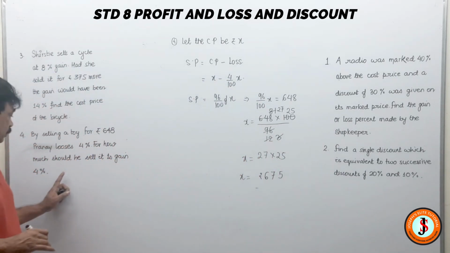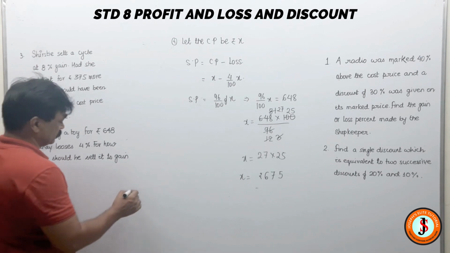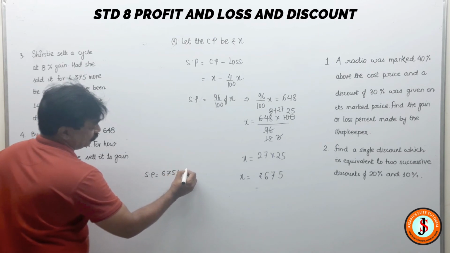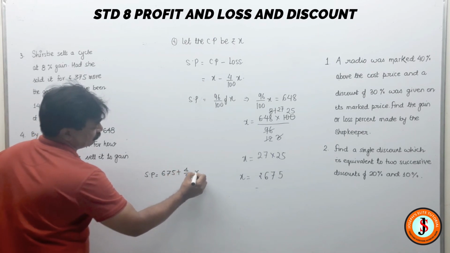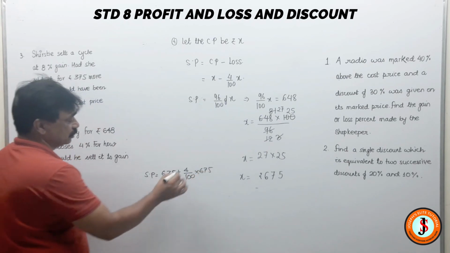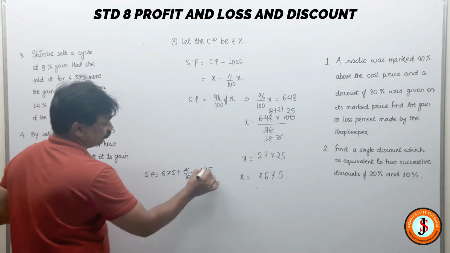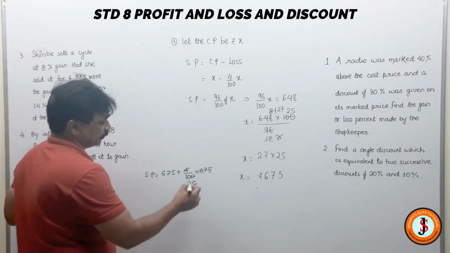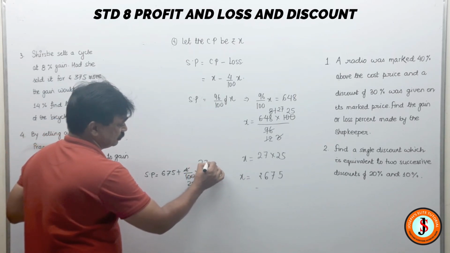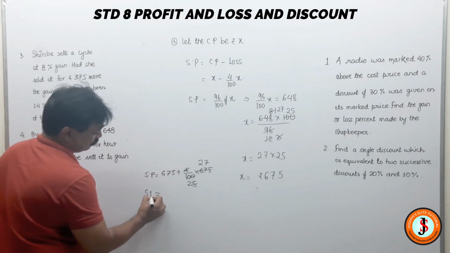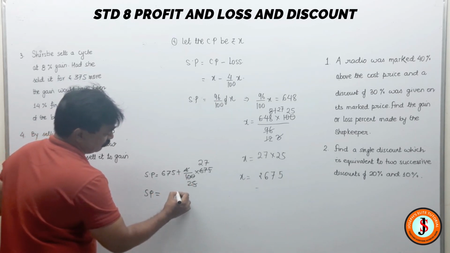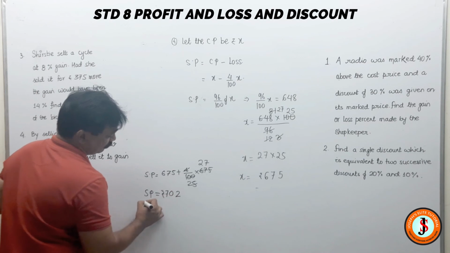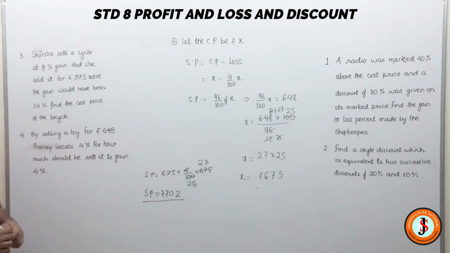Now he has to gain 4%. So how much is the selling price? The SP will be 675 plus 4% of 675. Let us see how we reach it. 4% of 675 is 27. So SP will be equal to 675 plus 27, that is rupees 702. So thank you.